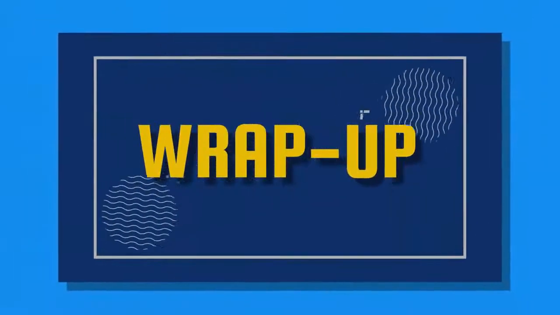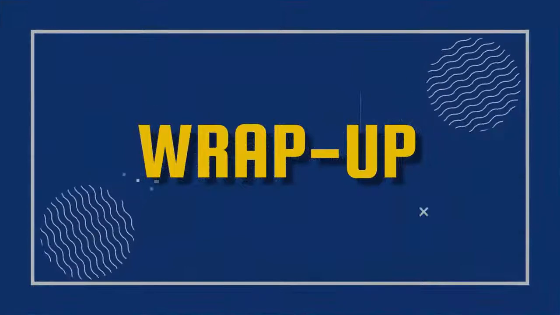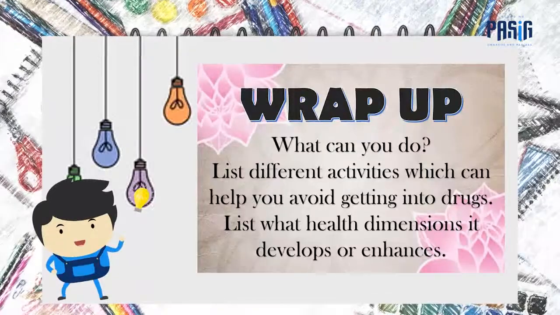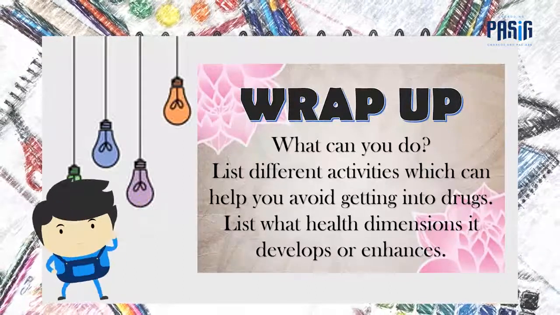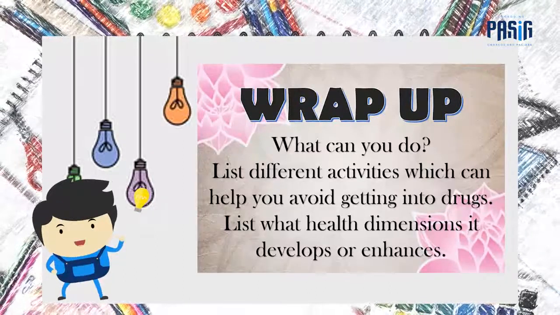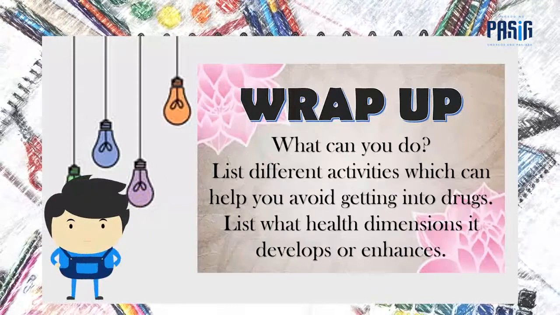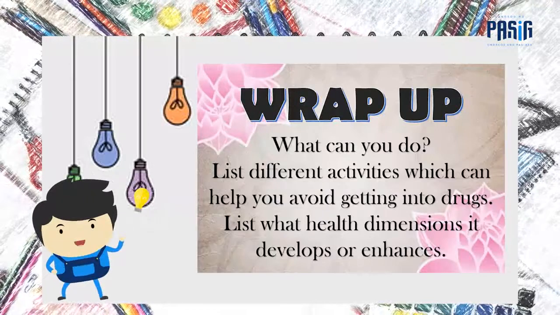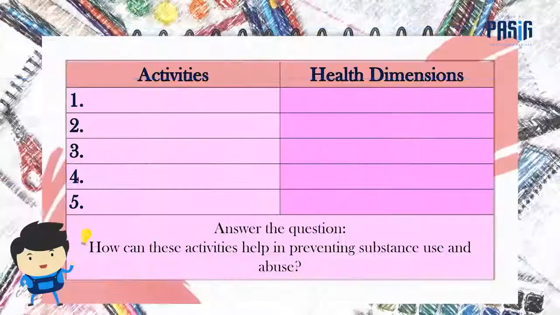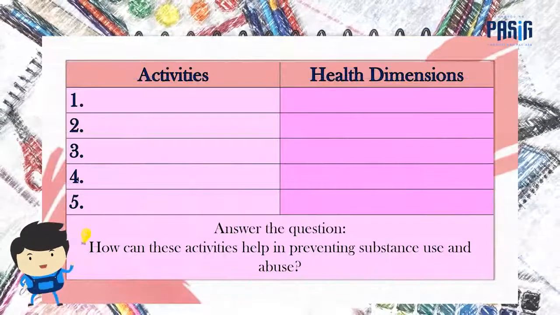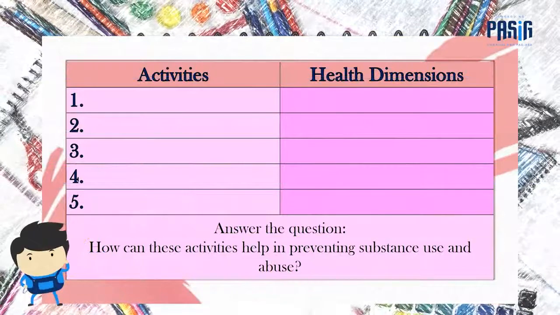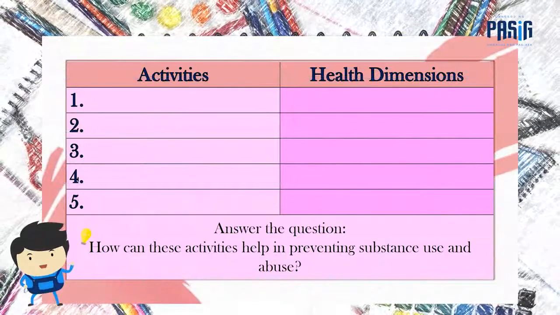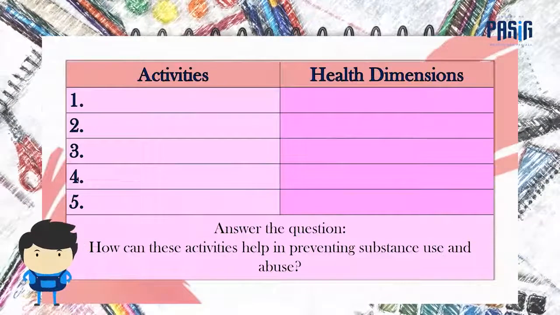And to wrap up our discussion, what can you do? List different activities which can help you avoid getting into drugs. List what health dimensions it develops or enhances. After writing up the activities and health dimensions, you need to answer the question, how can these activities help in preventing substance use and abuse?